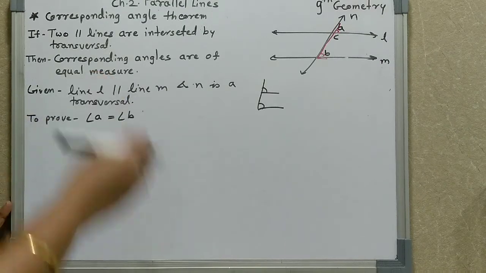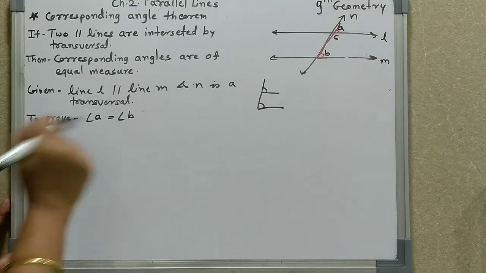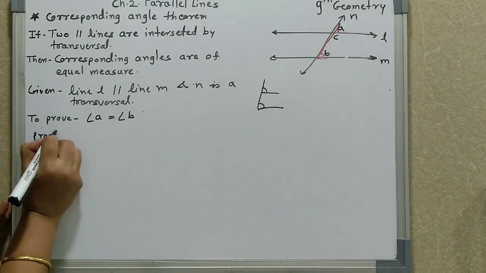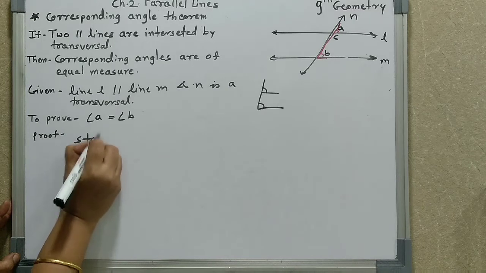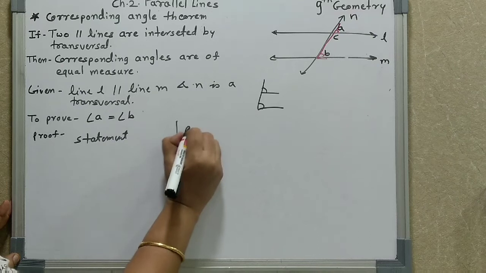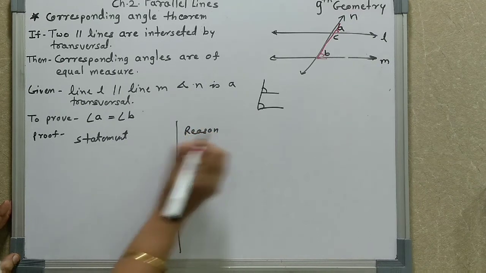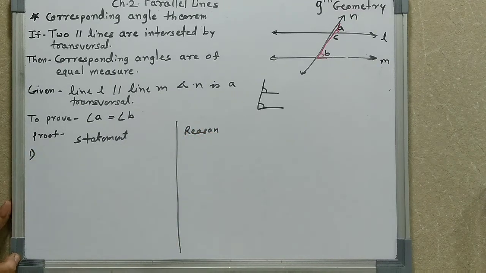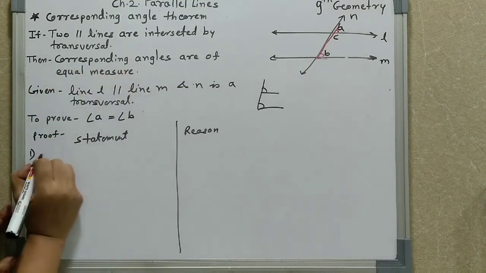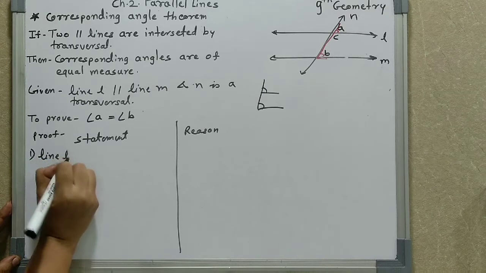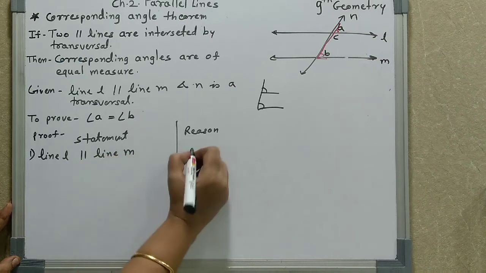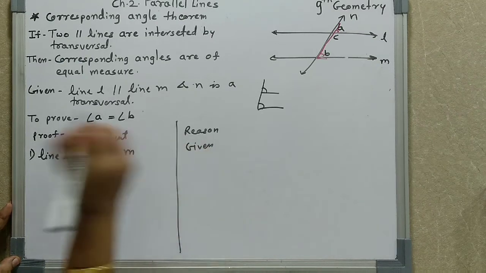Now, we divide into two parts, that is the statement part and the reason part. So, proof here, that is the statement, and here we write a reason. Okay, so what is our first statement? Which lines are parallel? Line L parallel to line M. This is the given already in our statement.